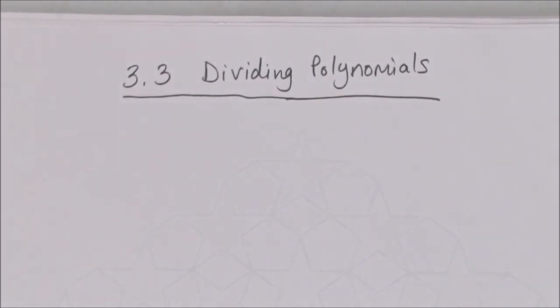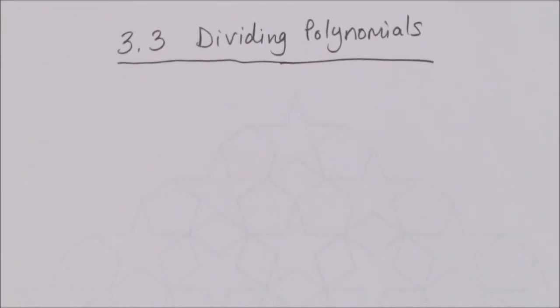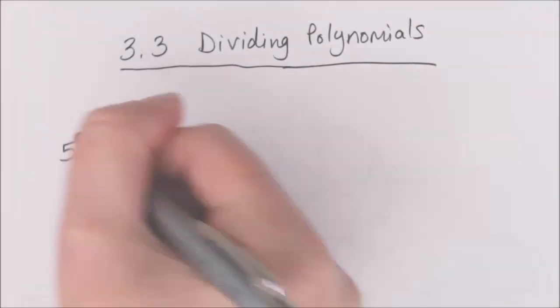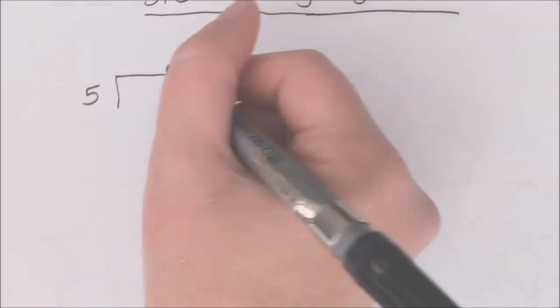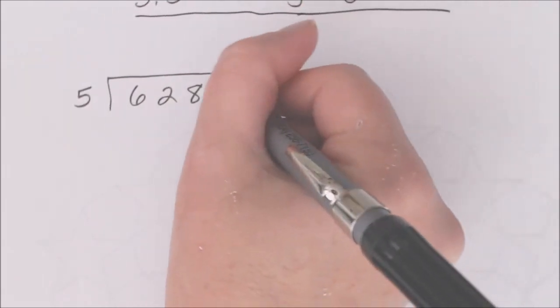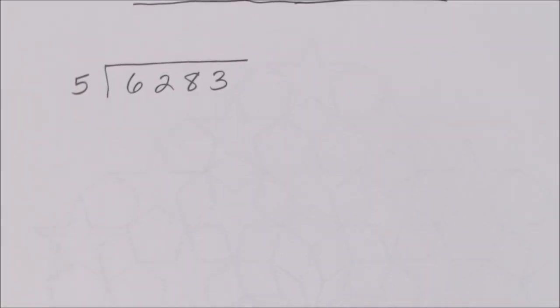One is called long division, and I want to start with an example of long division that you may have done back in elementary or middle school when you first learned to do division. So let's look at something simple. Let's say we want to take 5 and do long division and divide it into 628. I don't know, I'm making this up. Let's see how this turns out.